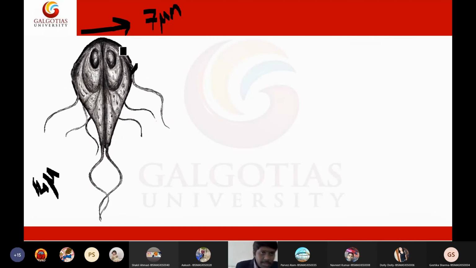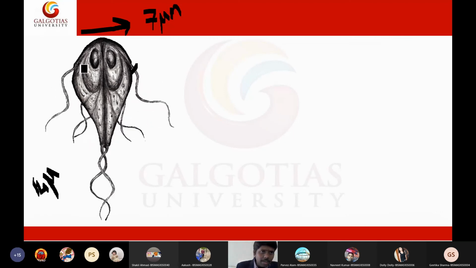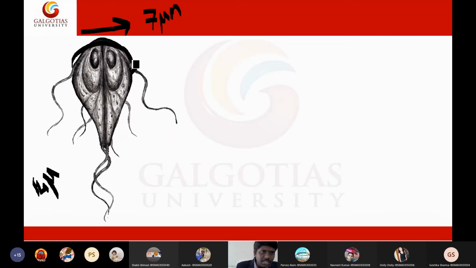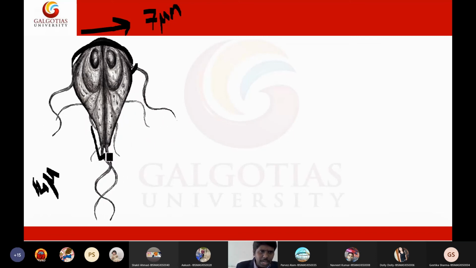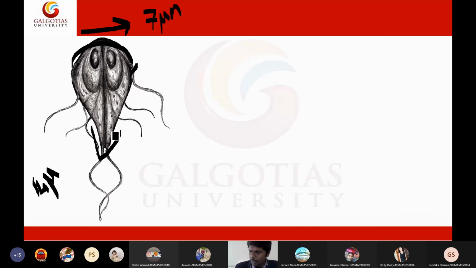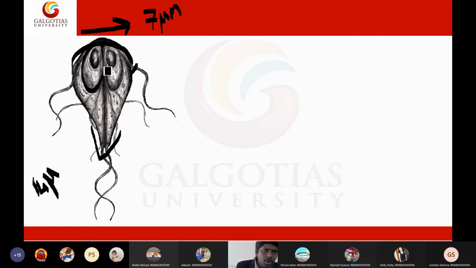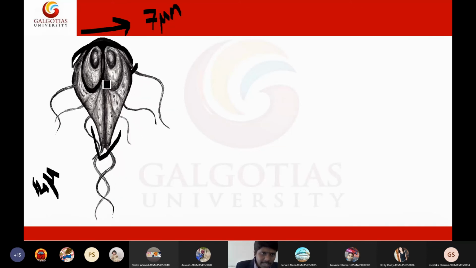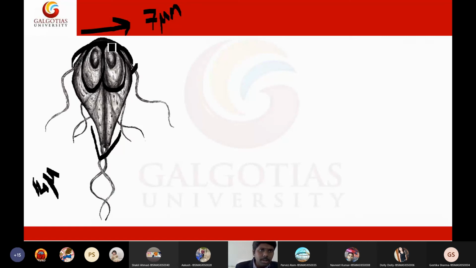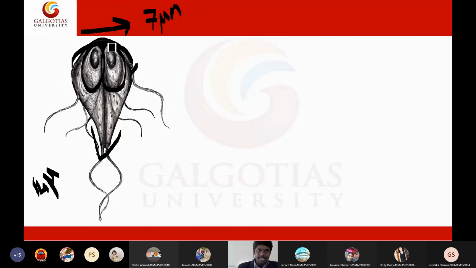Then on the top it will have a blunt structure, and on the posterior aspect it will have a sharp end. It will have a sharp posterior end and a blunt top. On the top portion you will see two prominent discs, and the symmetry of this Giardia lamblia is called bilateral symmetry.